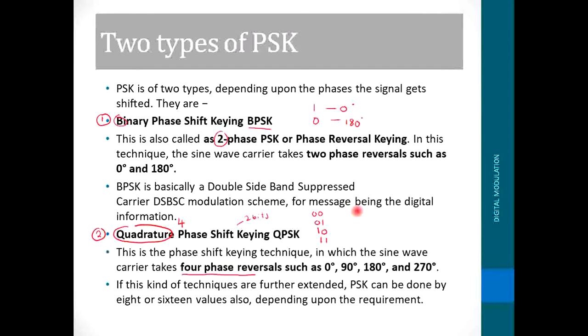So we have 0, 90 degree, 180 degree and 270 degree. Okay, so this kind of technique are further extended, and PSK can be done by 8 or 16 values also. Okay, so these are the two types of PSK. But for the next slide I will start with BPSK first.